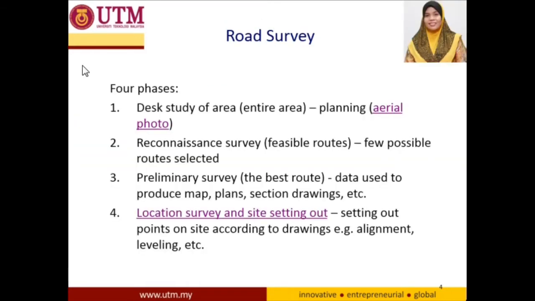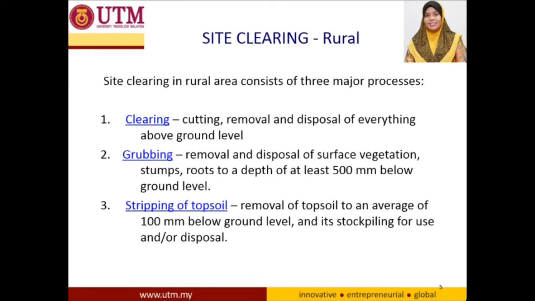After the final location has been selected, next we have a look at the site clearing works. For site clearing, it depends on the surrounding of the selected location, whether it's in a rural or urban area. For the rural area, the site clearing involves three major processes. It's the clearing process, grubbing, and stripping of the topsoil. The clearing involves the removing of materials above the ground level. Let's have a look at the related photos.